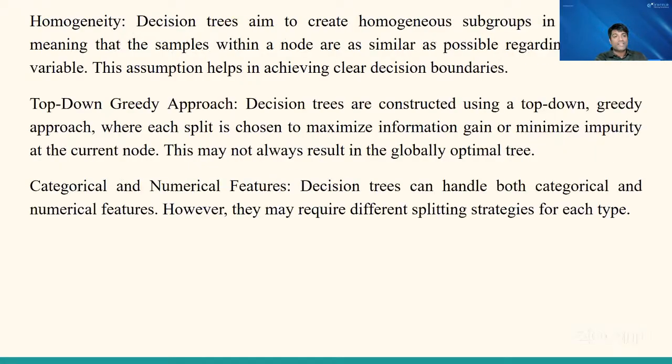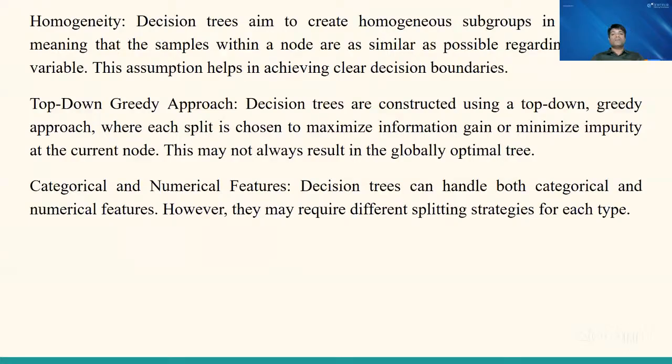Next is homogeneity. Here, decision trees aim to create homogeneous subgroups. It tries to divide the samples, and based on that, it tries to train and achieve the target variable. For this, it has to build clear boundaries. So it creates groups or subgroups, whatever you want to call them, which it will use for training. Next is the top-down greedy approach.